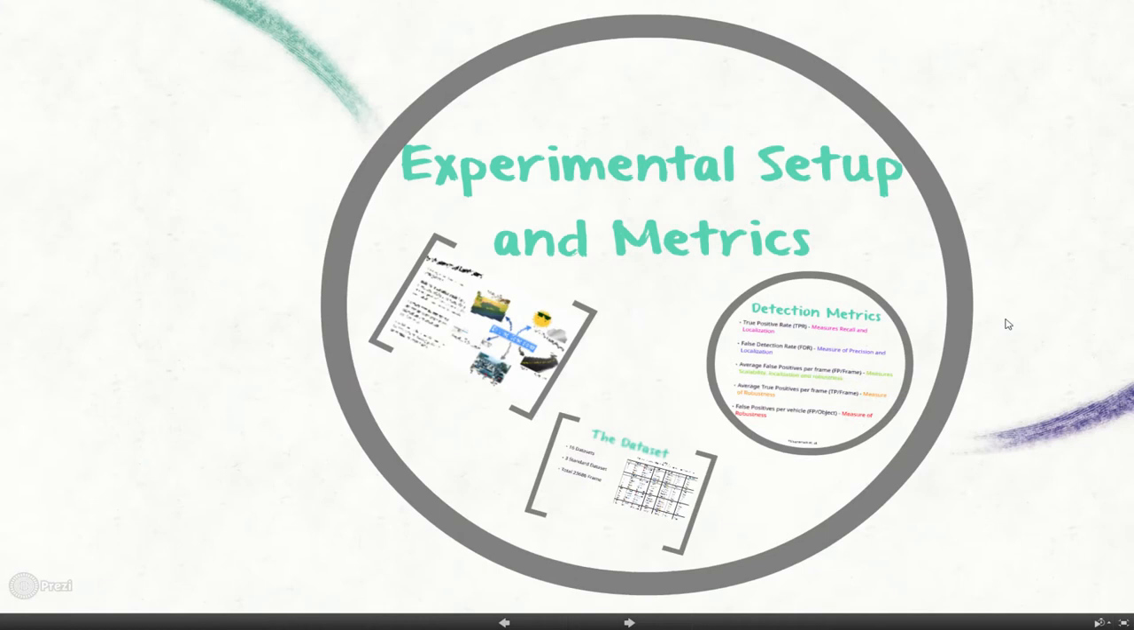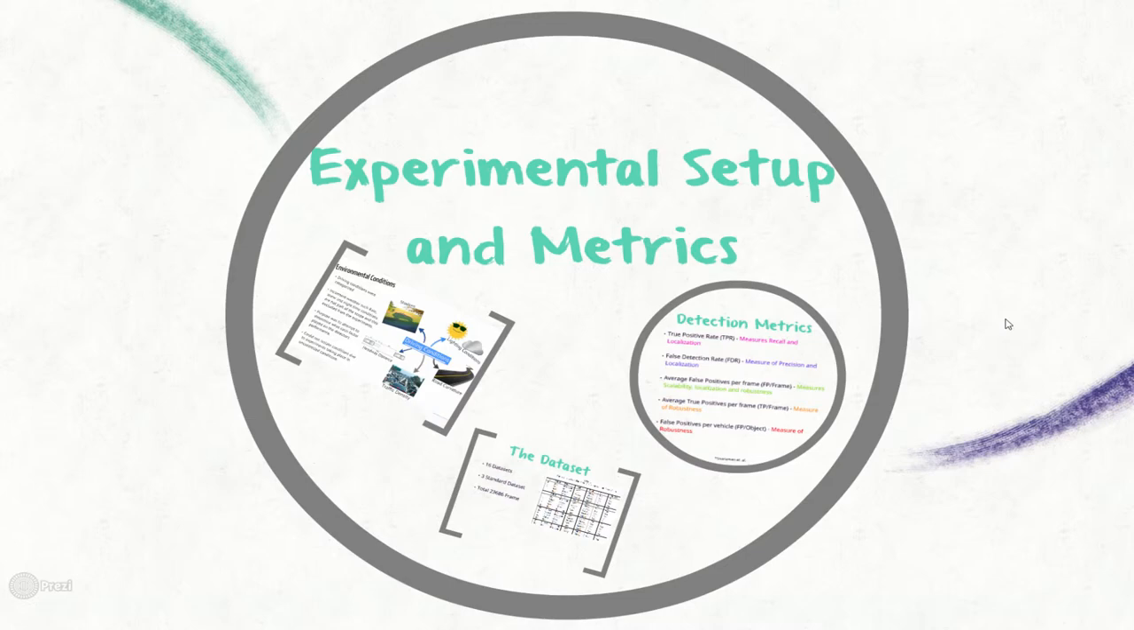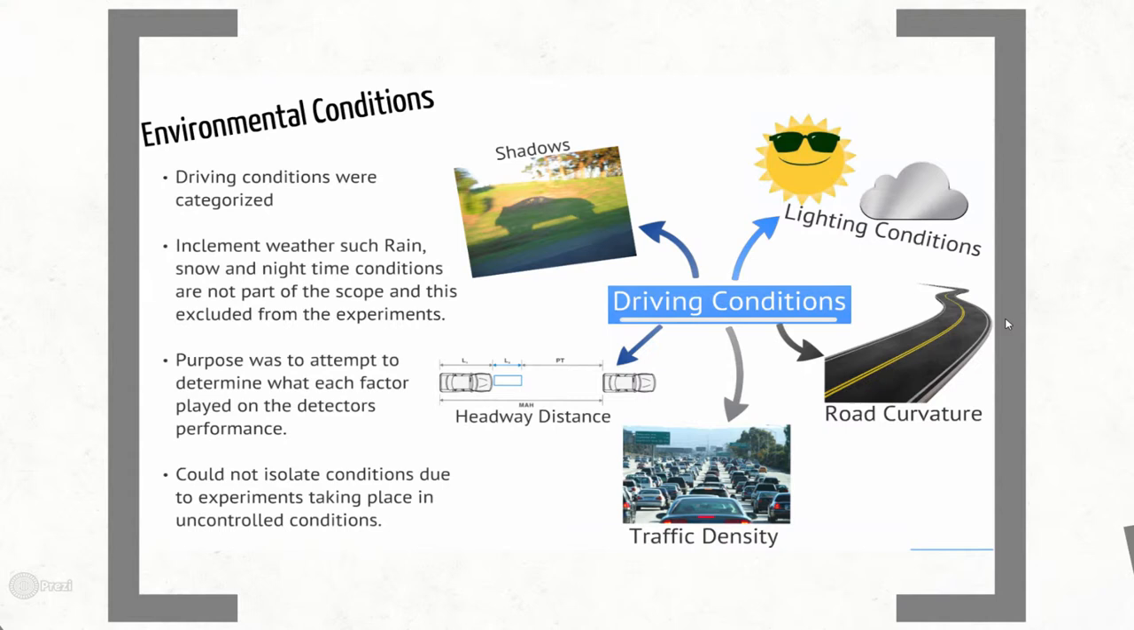Okay, so how do we test the system? Well, we basically need an experimental setup and a bunch of metrics. First, we need to identify the different driving conditions that we need to test it under, because obviously, perception sensors will be subjected to different conditions. So we can test it under shadows, lighting conditions, road curvature, traffic density, and headway distances. The purpose of this was to attempt to determine what role each factor plays in the detector's performance. We could not isolate the conditions due to the experiments taking place in uncontrolled conditions. So that's the reason for this.